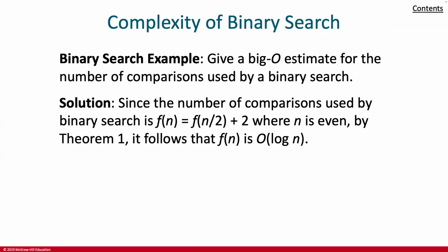Okay, complexity of binary search. In the binary search example, we want a big O estimate for the number of comparisons used by binary search. Since the number of comparisons used by binary search is f of n equals f of n divided by 2 plus 2, where n is even, then using a theorem that we've already talked about in this chapter, it follows that f of n is big O of log n. That's a useful value, since we can now take binary search and compare it with other types of search algorithms.